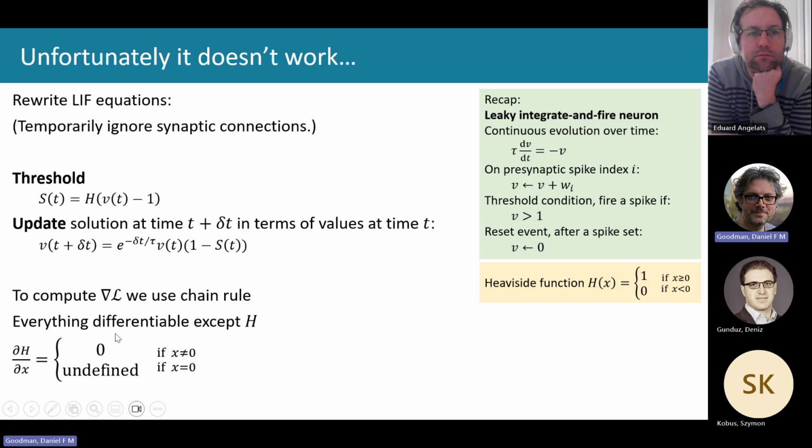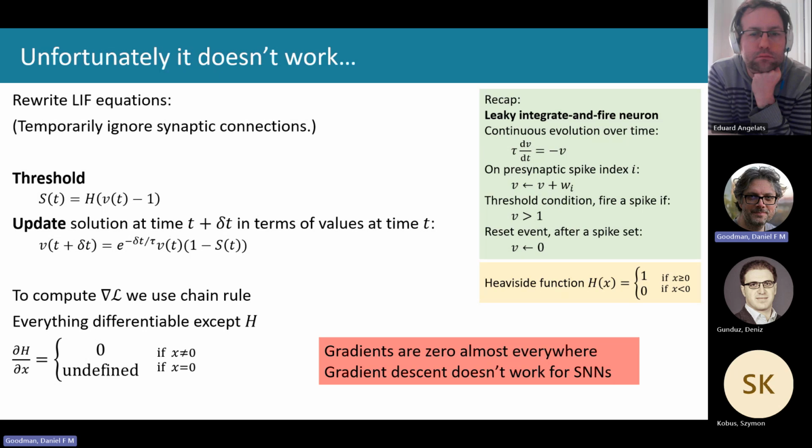So basically what happens when we compute these derivatives is that the derivative is 0 almost everywhere, and we wouldn't actually ever move in this weight space at all. So gradients are 0 almost everywhere, and so gradient descent doesn't work for spiking neural networks.